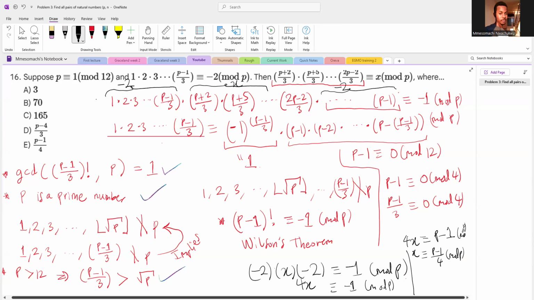Now all we need to see is that P minus 1 over 4 is an integer. And of course, it's an integer because P is congruent to 1 mod 12. So P minus 1 over 4 is an integer. We also need to see that for it to be a residue, it's between 0 and P minus 1, and that's obvious. So, of course, the answer to this question is going to be P minus 1 divided by 4.